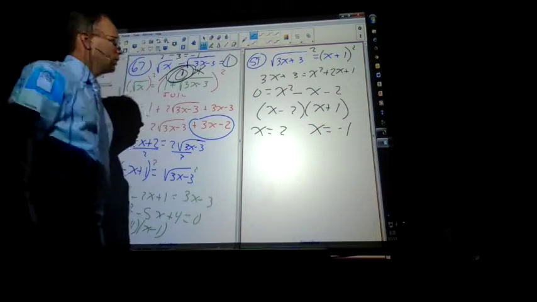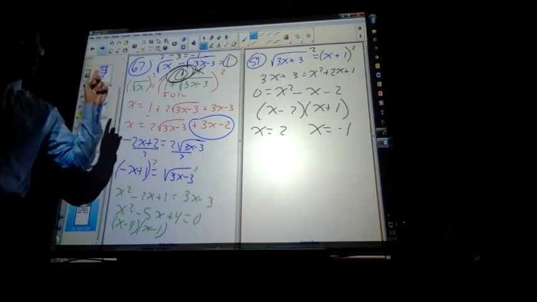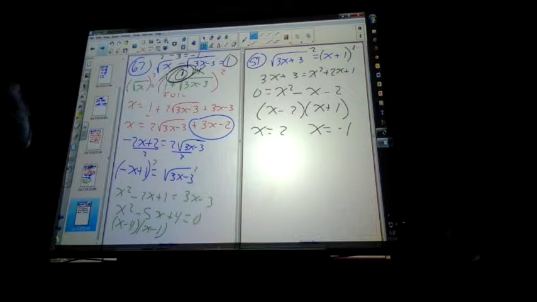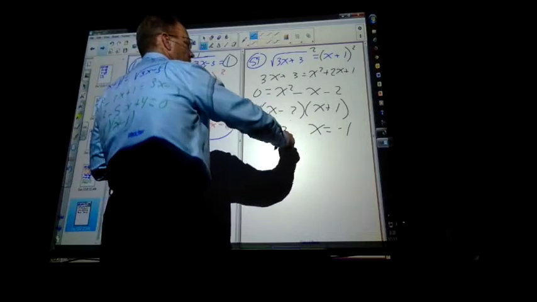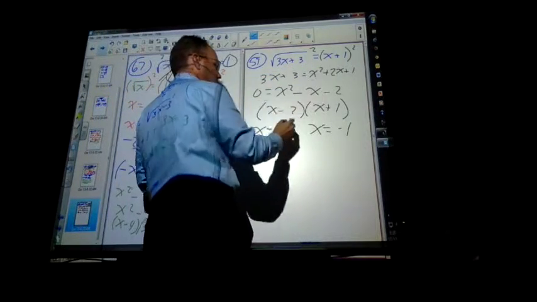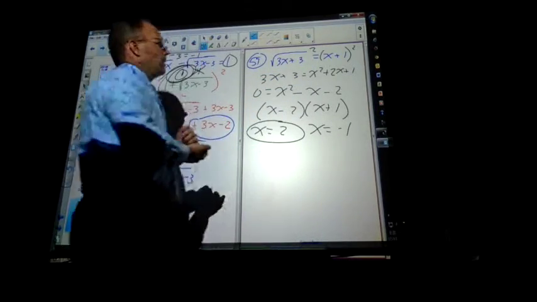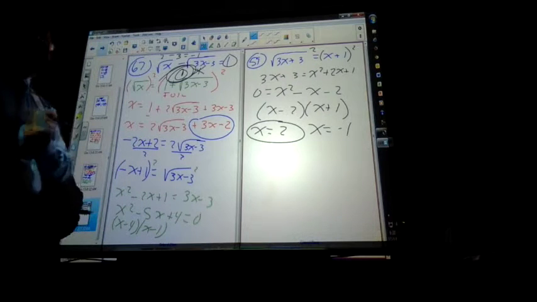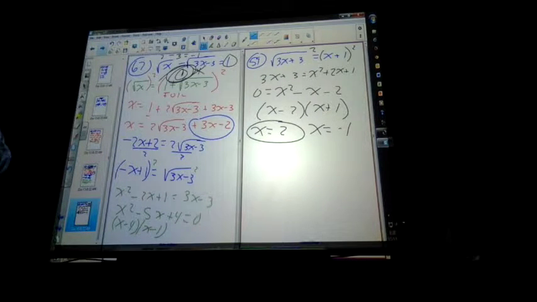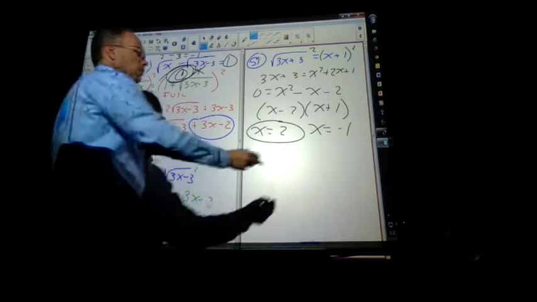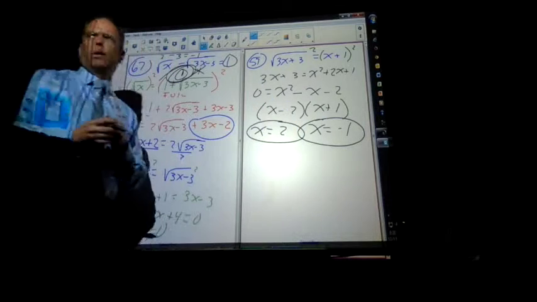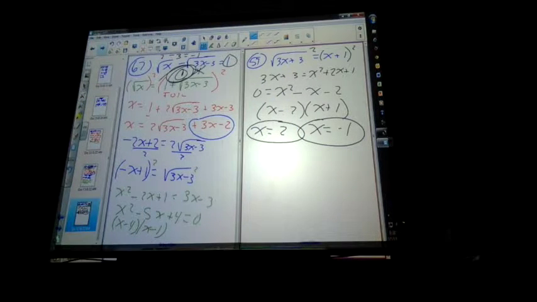And let's see which one works. 3 times 2 is 6. 6 plus 3 is 9. Square root of 9 is 3. And then if I plug a 2 in here, 3 equals 3. That definitely works. If I plug negative 1 in, 3 times negative 1 is negative 3. Negative 3 plus 3 is 0. Square root of 0 is 0. Negative 1 plus 1 is 0. So both of our solutions work in this case. We don't come up with an extraneous solution.